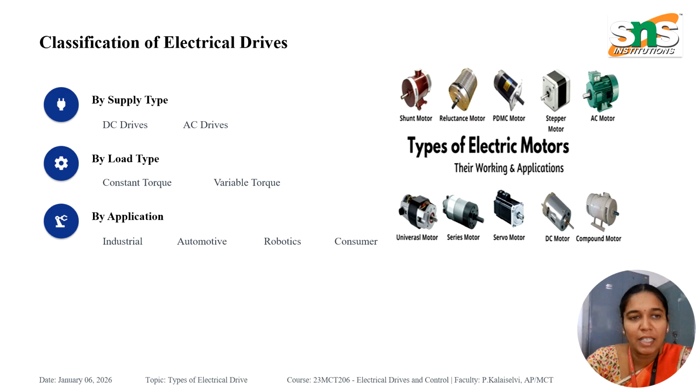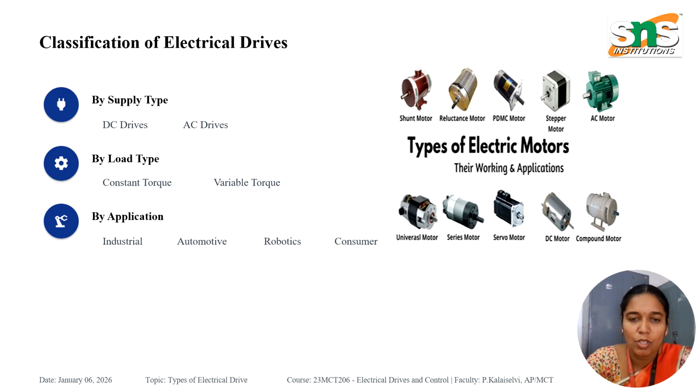Then we move on to the classification of electrical drives. We can classify drives in three major ways: first by supply type, then by load type, and then by application. By supply type, there are AC drives and DC drives. This classification depends on whether the motor and converter operate with a DC supply or an AC supply. By load type, there are constant torque loads and variable torque loads. For example, a conveyor requires almost constant torque, while fans and pumps require variable torque depending on the speed.